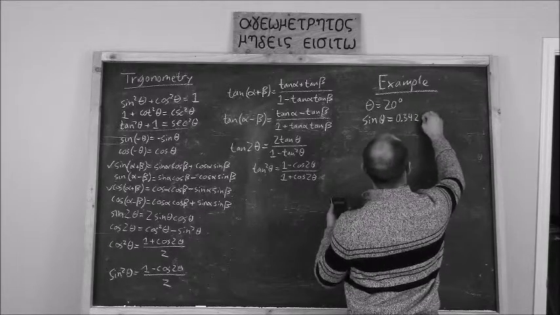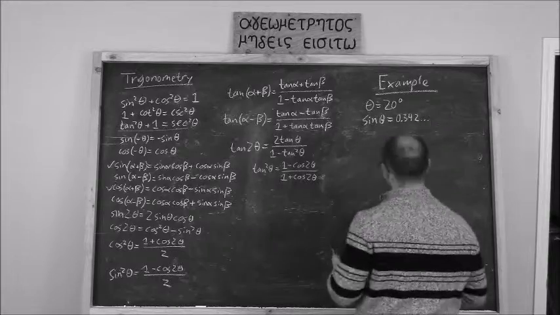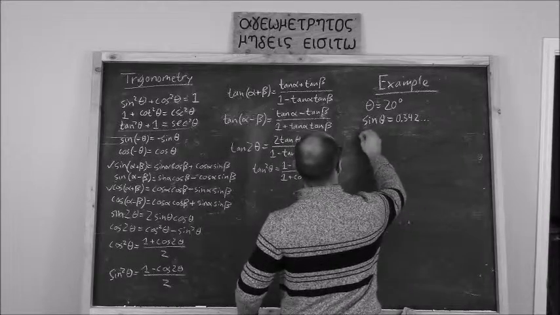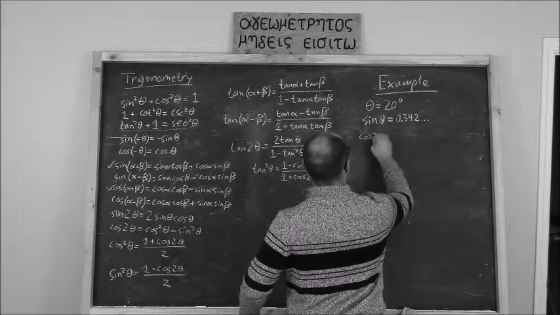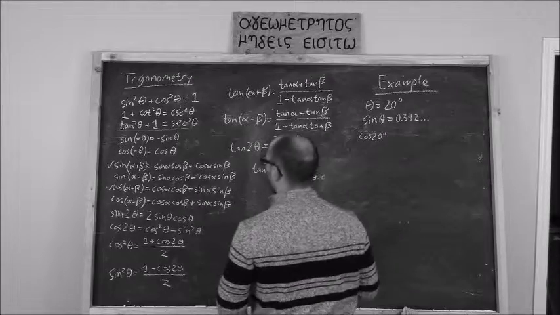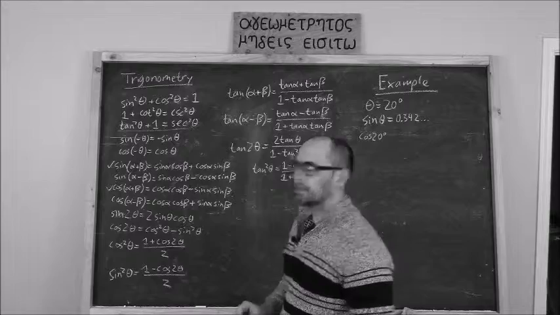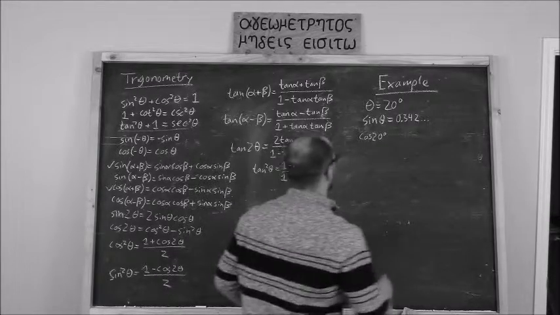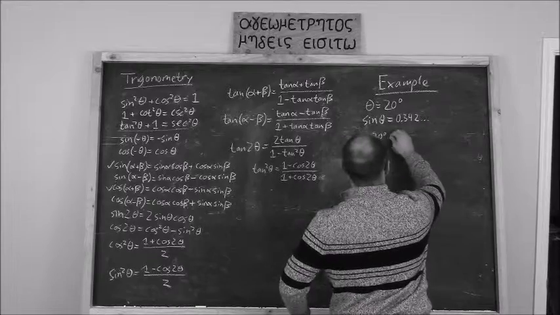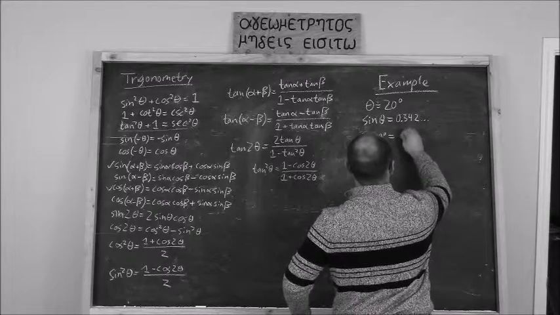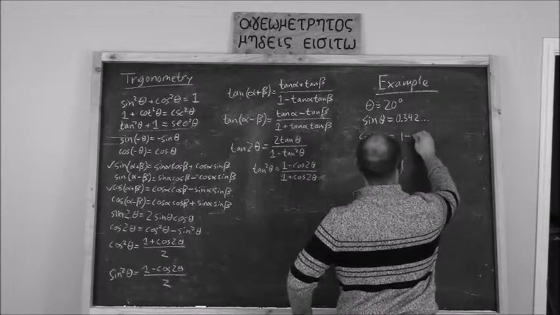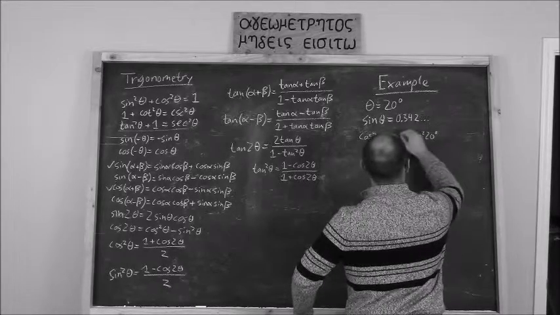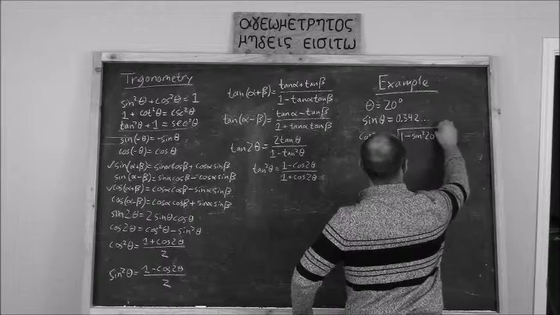So on my calculator, I have found that sine of 20 degrees is approximately equal to 0.342... Using this information, let us find cosine of 20 degrees. How are we going to do that, you might ask? We can use our Pythagorean identity. Cosine of 20 degrees is going to be the square root of 1 minus sine squared of 20 degrees.